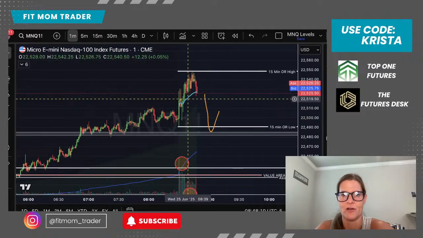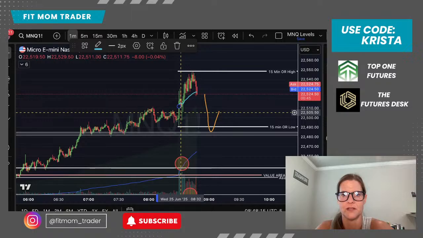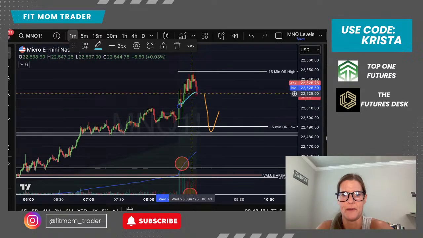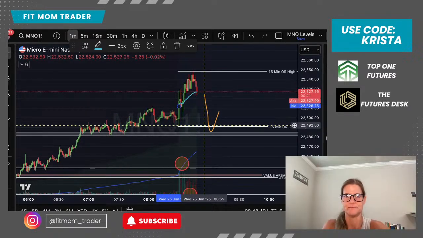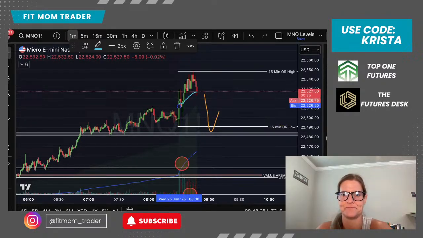As of now, we're holding above this anchored VWAP. Let's see if we drop below and maybe come back down to this 15-minute opening range low. I'll be getting my fingers ready for a long, possibly.